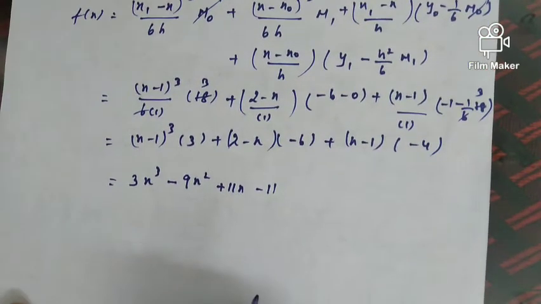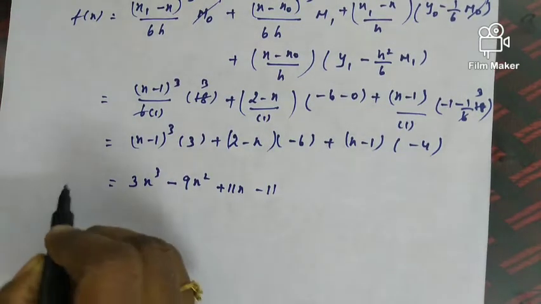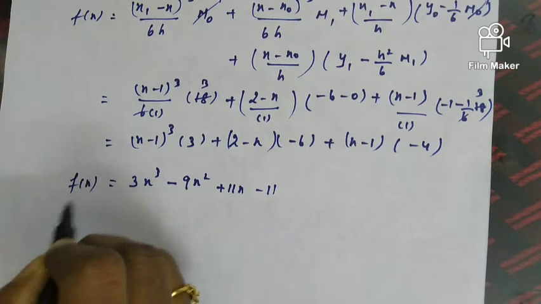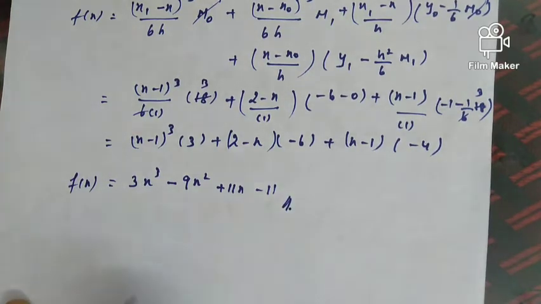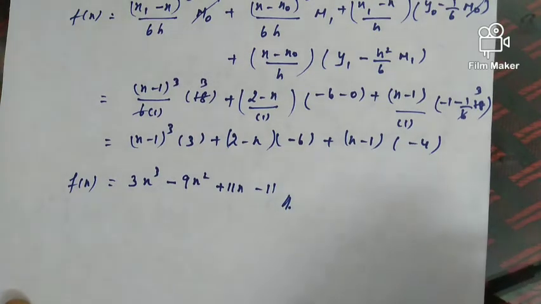So this is the first spline equation in the interval 1 less than or equal to x less than or equal to 2. So this is the first spline. F of x is equal to 3x cube minus 9x square plus 11x minus 11. So this is the first spline equation.